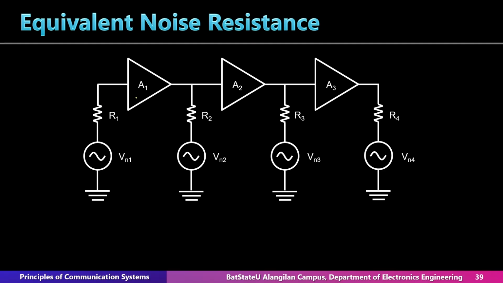At ito yung amplifier, okay, na may gain na A1. Next, for the second stage, we have a noise resistor R2 which generates the noise voltage VN2. And it is followed by an amplifier whose gain is A2, etc. Ano kung ilan man sila.